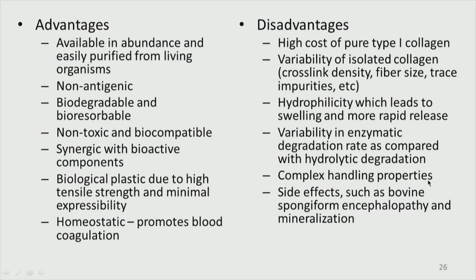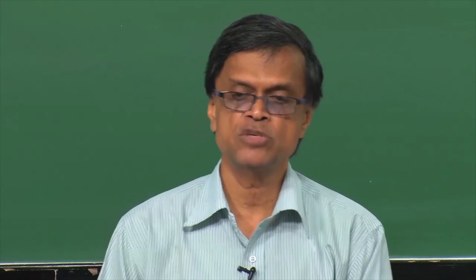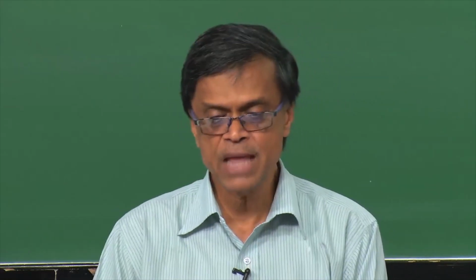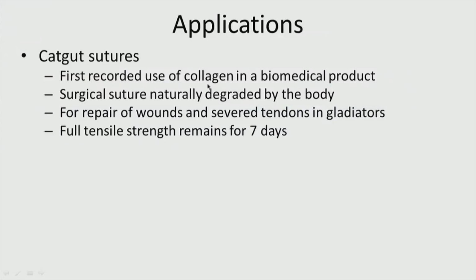Complex handling properties, there are a lot of side effects. For example, if I isolate collagen from a bovine, we could have some toxicity, bovine spongiform encephalopathy and mineralization, and foot and mouth disease which can get transmitted from these animals. So the scare of that is very serious. Still, it can be used for many things already.